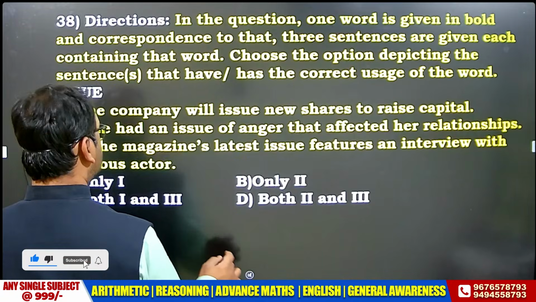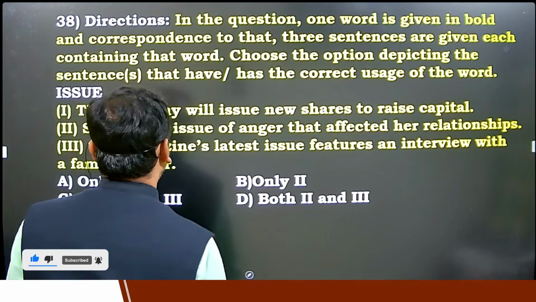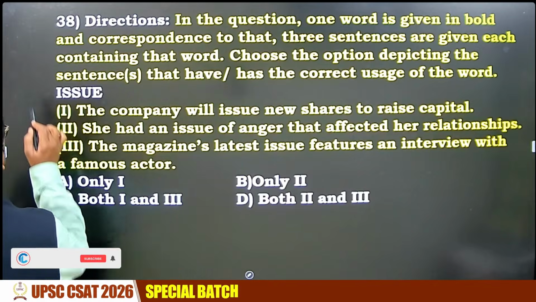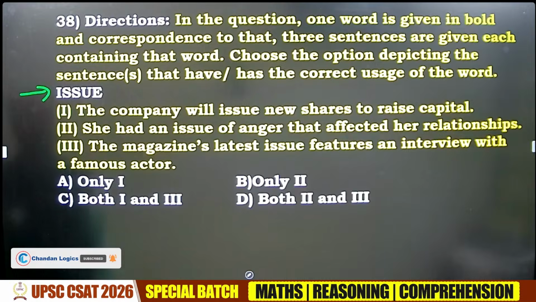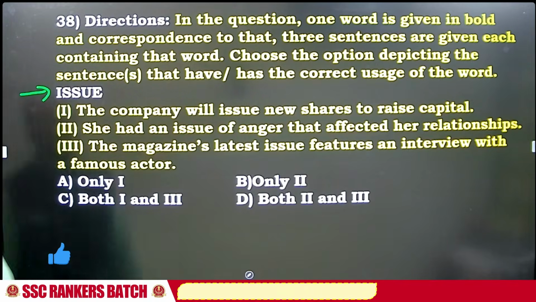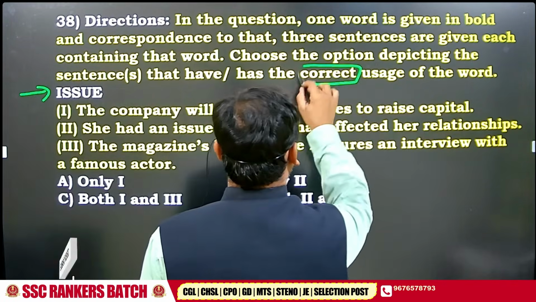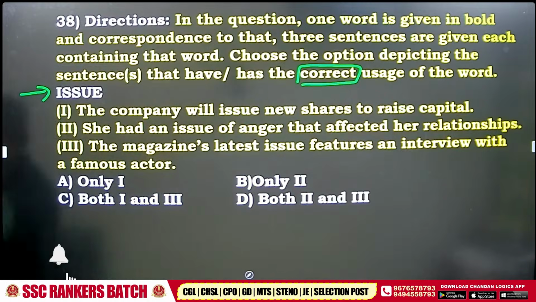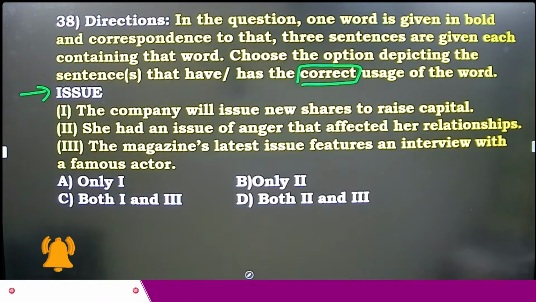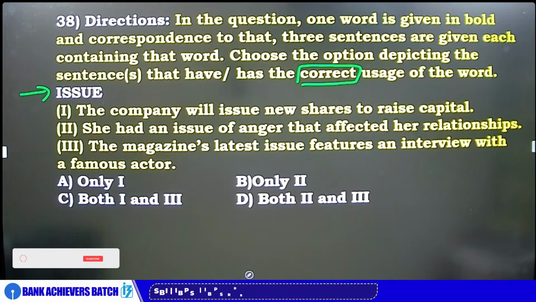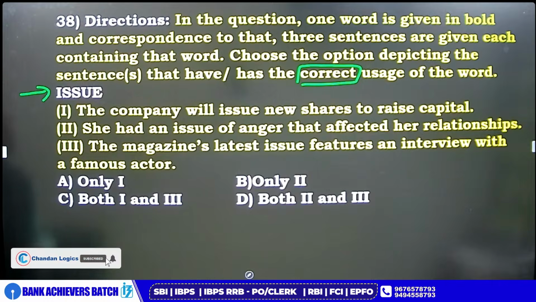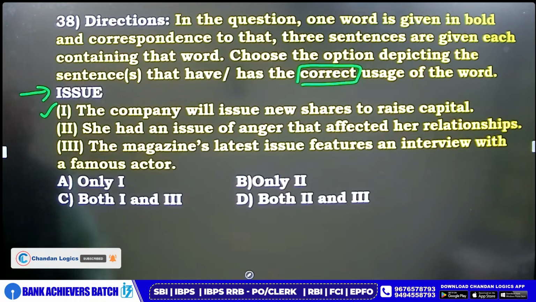Don't read the sentences like a small kid. Easy section. We have here "issue." The noun is issue, the vocabulary is issue. So choose the sentence that has the correct usage. Read the instructions always. Find the sentence where this is properly used. Guys, can you make it fast? Yes, the company will issue shares. Perfect, no? There is no problem.